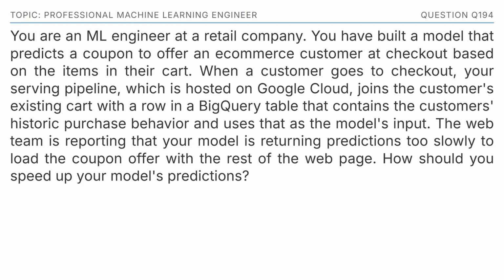You are an ML engineer at a retail company. You have built a model that predicts a coupon to offer an e-commerce customer at checkout based on the items in their cart. When a customer goes to checkout, your serving pipeline, which is hosted on Google Cloud, joins the customer's existing cart with a row in a BigQuery table that contains the customer's historic purchase behavior and uses that as the model's input. The web team is reporting that your model is returning predictions too slowly to load the coupon offer with the rest of the web page. How should you speed up your model's predictions?